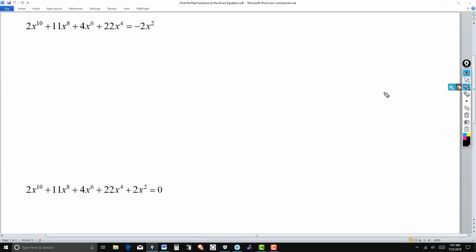Okay, hopefully you have an answer for it. But here's what you can look at. You look at every term of the equation, and all the terms are positive. They have positive coefficients. All the variables have even powers: 10, 8, 6, 4, 2. So it doesn't matter what value x is, whether it's positive or negative, because of the even power, you're never going to get any negative value.